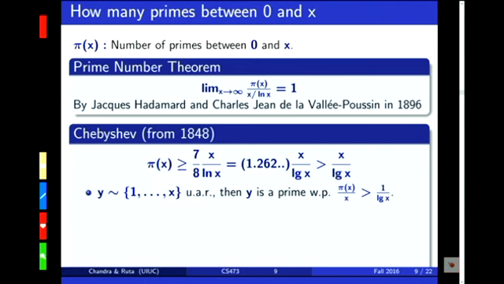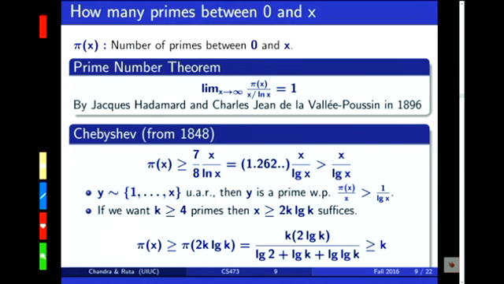Okay, and if I want to ensure that there are some k primes between 1 and x, then it suffices to set x to be at least the ceiling of 2k log k. Why? Because x is more than 2k log k, and pi is an increasing function, as you increase x the number of primes just increases. So pi x is at least pi of 2k log k.